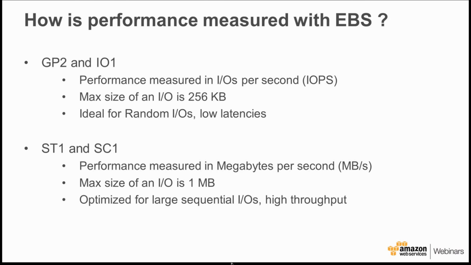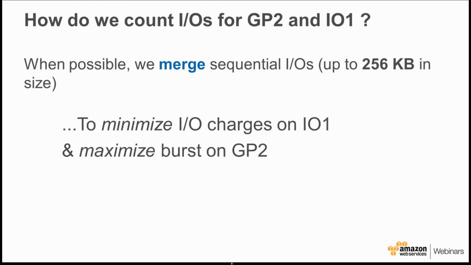We'll go through a couple of examples to see this in detail. One of the things EBS does for you is that we want to make sure you're spending the least amount of money on EBS and maximizing the performance you get. So when possible, when we see sequential I/Os being sent from your application to disk, we merge them. For GP2 and IO1, we merge them up to 256 kilobytes in size. That will help minimize your I/O charges on IO1 and maximize the burst that you can get with general purpose SSD.